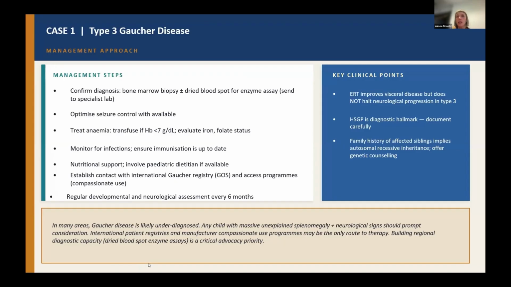We're probably not diagnosing Gaucher disease as much as we should, so we're probably missing these diagnoses. So think about a child that's got unexplained splenomegaly and neurological signs, and think about Gaucher as one of your differentials. Think about how you can access your compassionate use programs, and then think about how you share your learning and build that regional diagnostic capacity with your local labs.